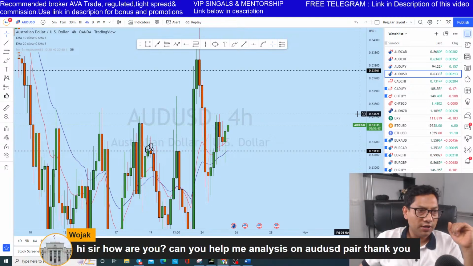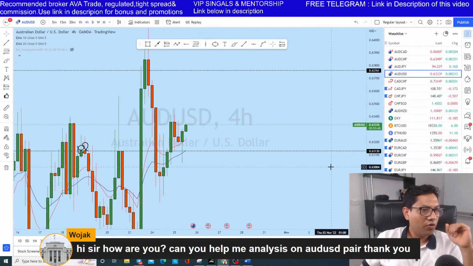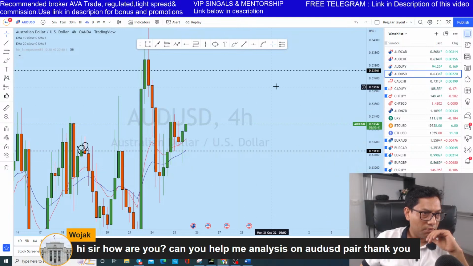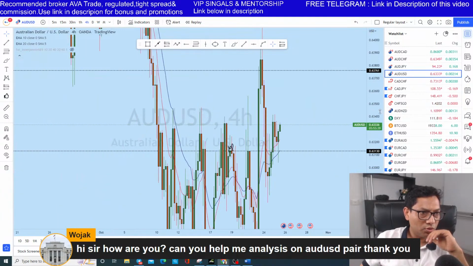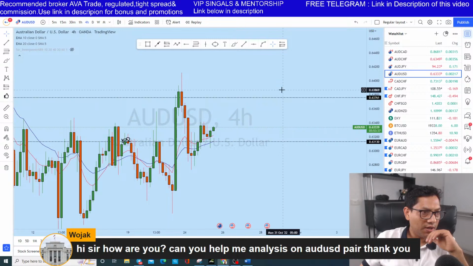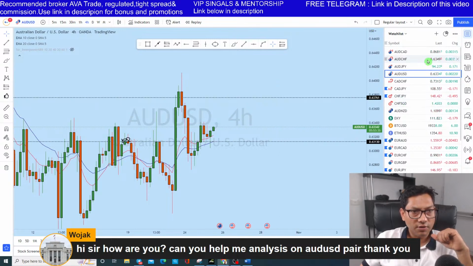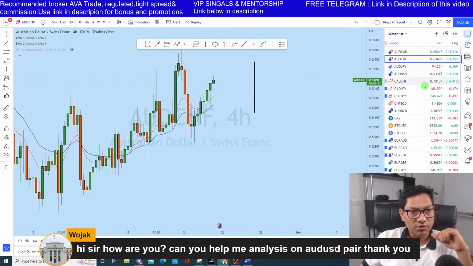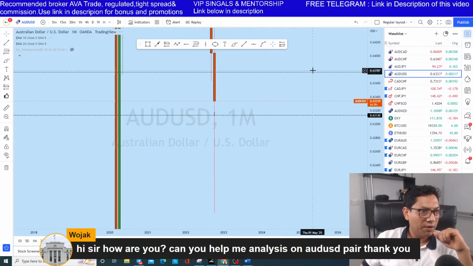So Aussie dollar, as we are discussing, for me looks short-term bullish. It looks to me like it's trying to create a bullish pattern on the Aussie dollar. So yeah, Aussie dollar for me. Let's look at the bigger picture, monthly.